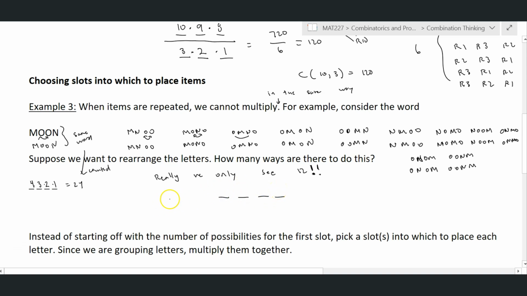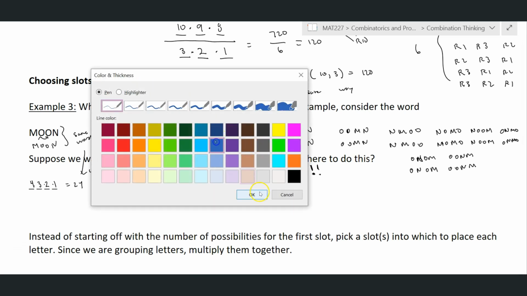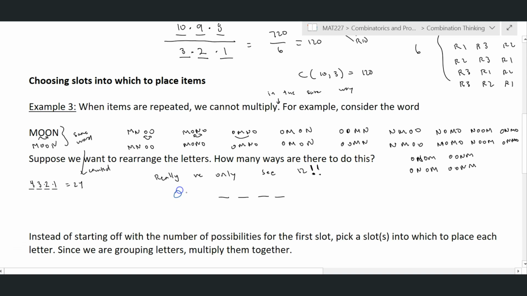So I'm going to pick a letter first, and let's say that we pick an O. So we're going to take an O, and we're going to choose 2 slots. So perhaps it ends up being this one and this one. So the first question is, how many ways are there to select slots for the O's?